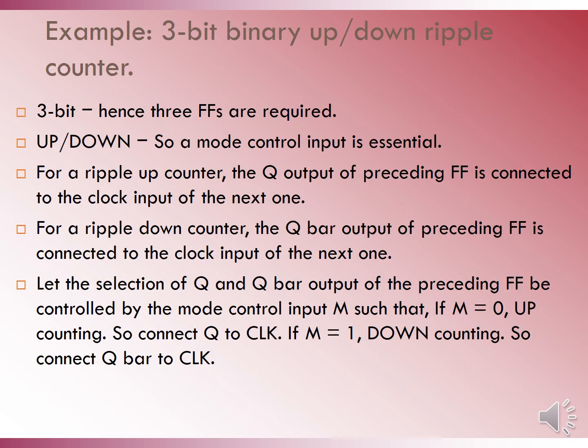We go ahead with the design of a 3-bit binary up-down ripple counter. As I said, since it is 3 bits, 3 flip-flops are required. As it is an up-down counter, we will require a mode control input. Now, since it is a ripple counter, the Q output of the preceding flip-flop will be connected to the clock input of the next stage for an up counter, whereas the Q bar output of the preceding flip-flop is connected to the clock input of the next stage for a down counter. The selection of Q and Q bar output will be controlled by this mode control bit M, so that if M equals 0, we get up counting, and if M equals 1, we get down counting.